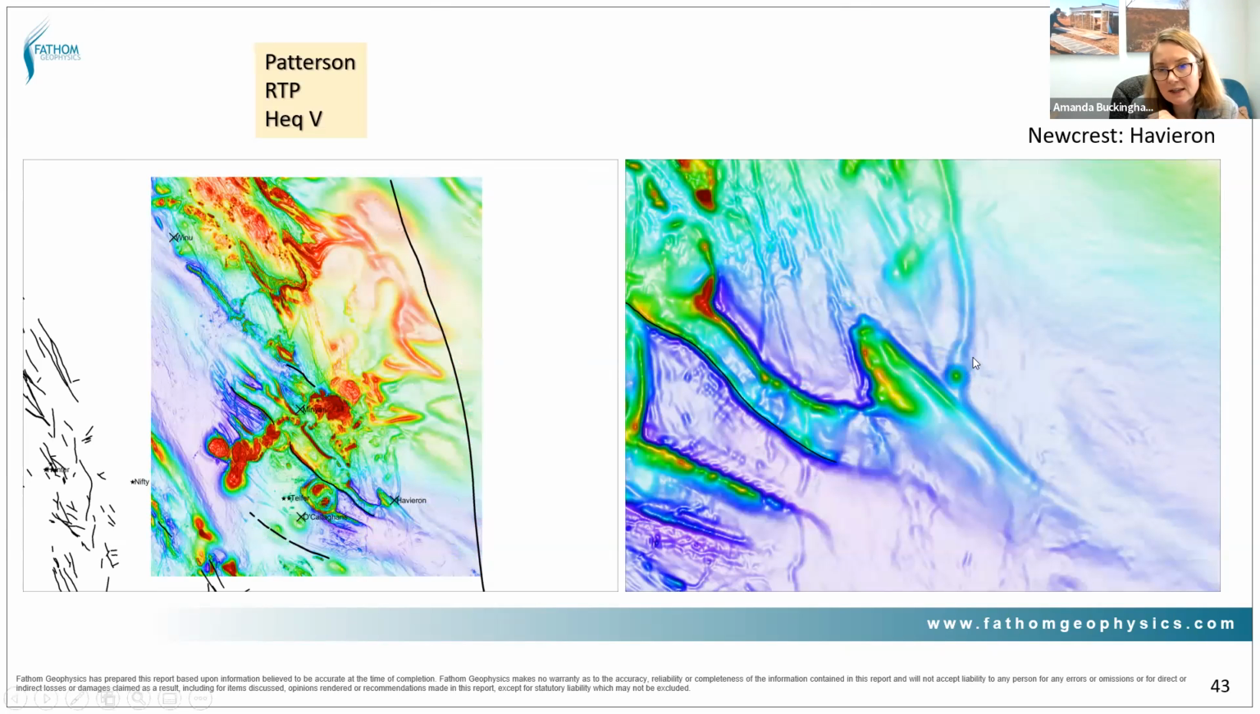Here is Havieron. It's a nice discrete mag high sitting on this northwest structure in its own unit. I think it's just a perfect geophysical case study. Discrete mag high, but let's just move through. So you can hardly see anything out here. We're looking at mag now, and these units do not have much magnetic response at all.